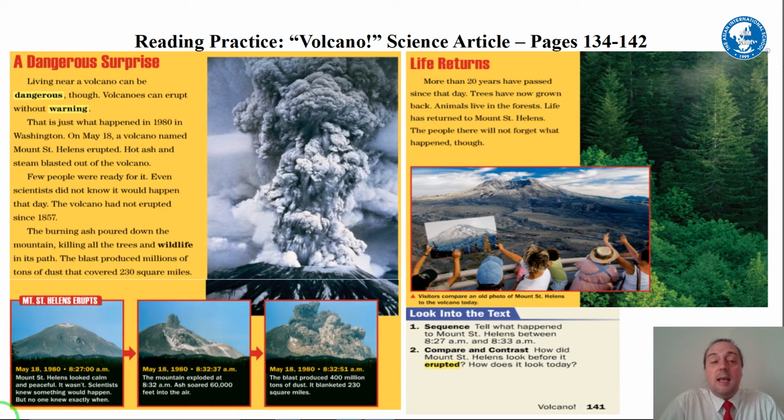This one is called A Dangerous Surprise, and it's about the eruption of Mount St. Helens in 1980. So read these 2 pages, okay, and see if you can answer these 2 questions here. What happened to Mount St. Helens between 8:27 a.m. and 8:33 a.m.? And then compare and contrast. How did Mount St. Helens look before it erupted? And how does it look today? Again, take 2 minutes, read these 2 pages, and then we will answer the questions together.